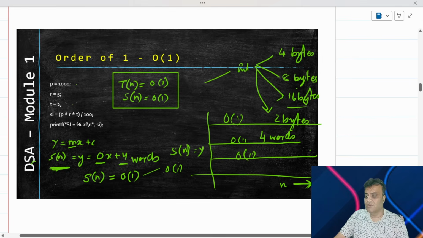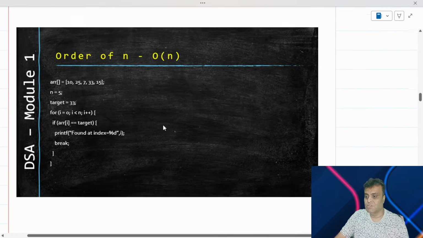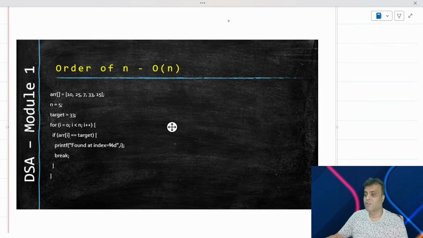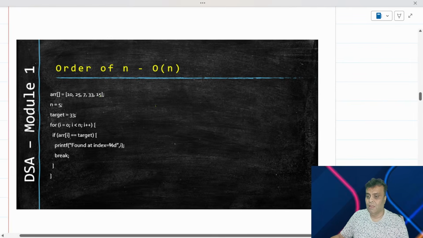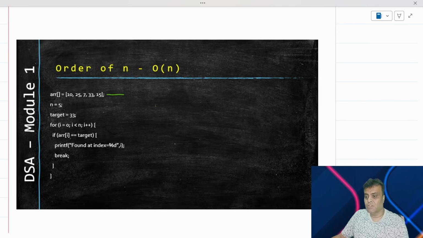Let us go to the next algorithm, which is this. We are investigating now an order of n. We'll do the same way. For this particular one, we are investigating time first. So let us do time. This is an array. To actually define this array, I will need a constant amount of time. I will need, let's say, 200 milliseconds, or I will say that I need 1 unit of time.